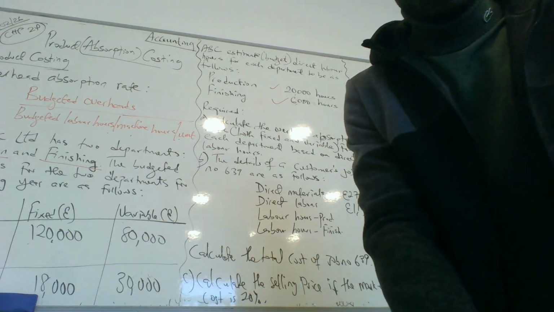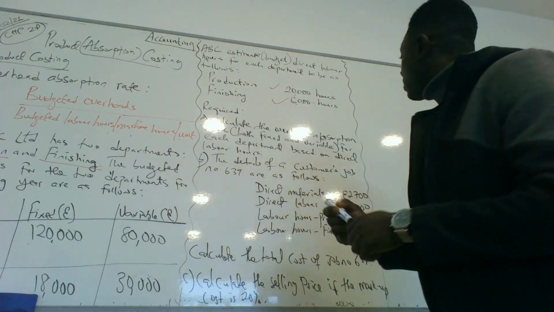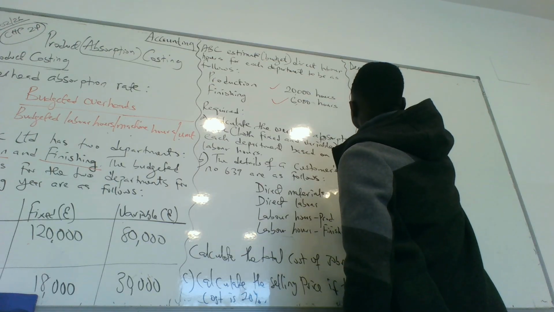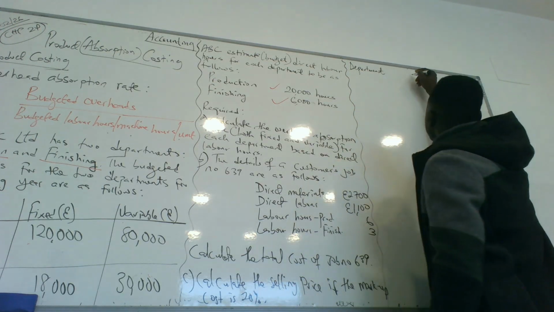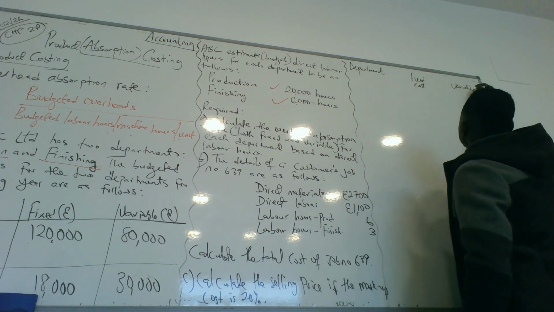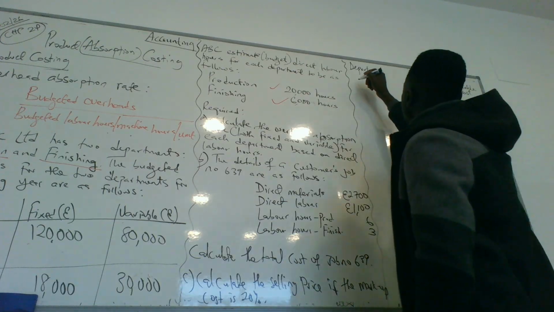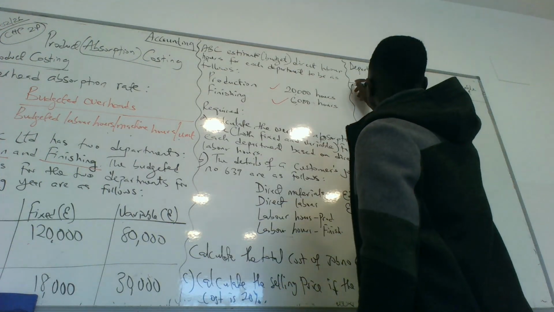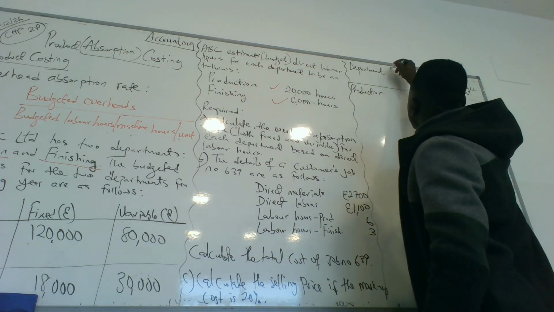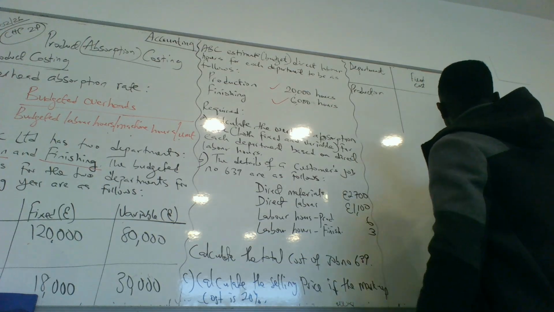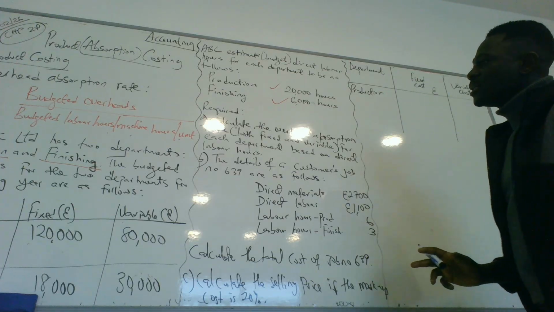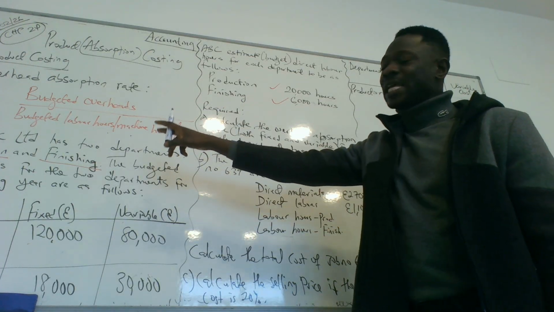Okay, so how do we go about it? We start with production department, the fixed cost and variable cost. For the production department, we need to calculate the absorption rates. Everything should be in euros. We said absorption rate is budgeted overhead divided by budgeted labor hours.